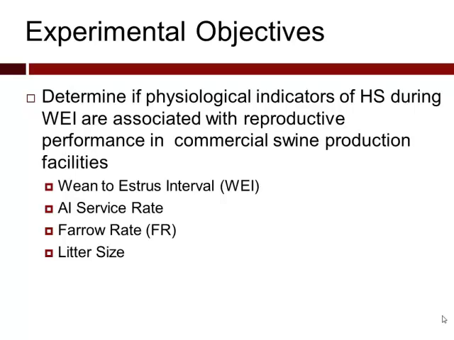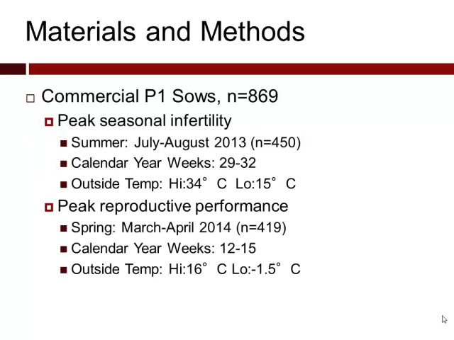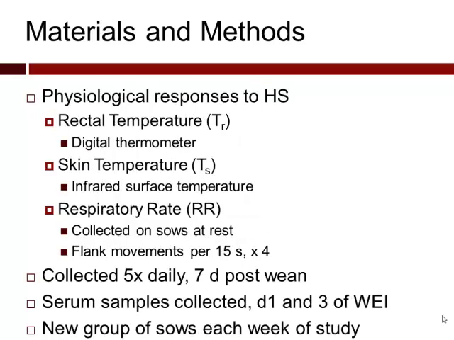We did this in the summer of 2013 and spring of 2014, where we collected data on 450 parity 1 weaned sows over 4 weeks in the summer, and then 420 or 419 in the spring, when reproductive performance was at a peak in this system. During the wean to estrus interval, we measured rectal temperature 5 times a day, skin temperature, and respiratory rate, for the 7 days post-weaning. We also collected blood samples 24 hours after weaning and again at 72 hours after weaning. We did 4 weeks in each of those time periods to get about 420 and 450 gilts in each of those studies.